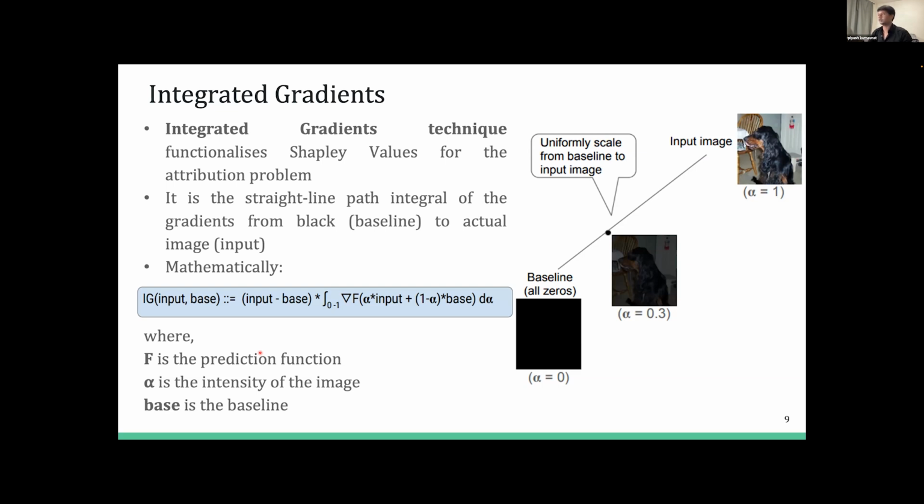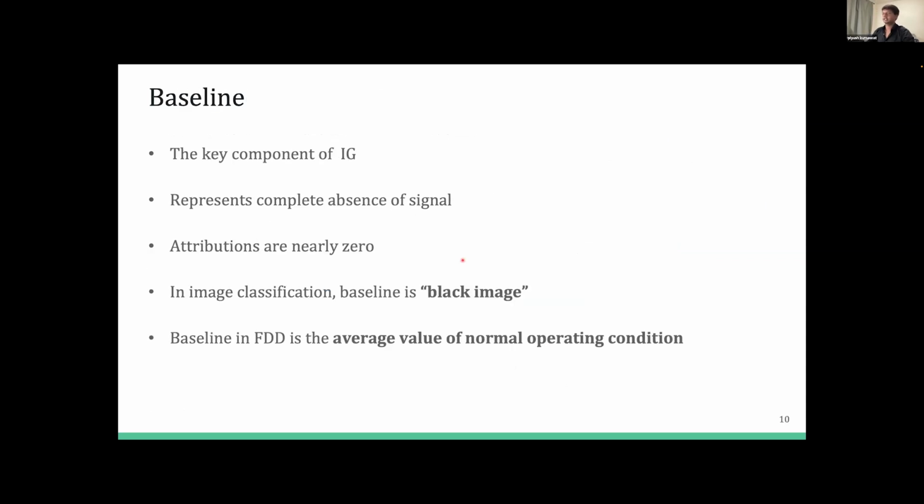So we developed this from the image data. We worked on how to apply this. In the IG method, the baseline is a key component, and it represents the complete absence of signal. That's what I showed in the previous slide. The black image shows no signal, and here the attributions are nearly 0. In image classification, the baseline is a black image.